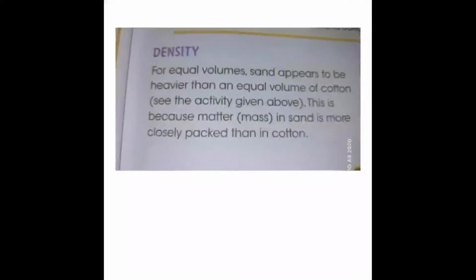So for equal volumes, sand appears to be heavier than an equal volume of cotton, so no need to write this. Okay, this is because the mass of matter in sand is more closely packed than in cotton. So this is our answer. From here to here you need to write this one.